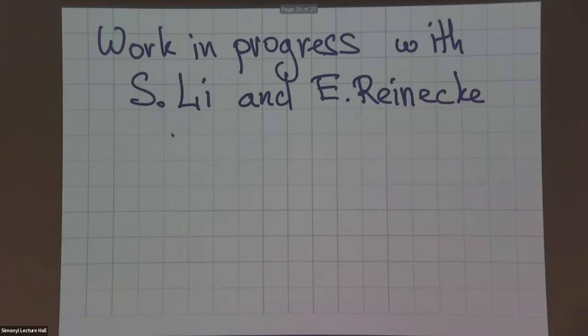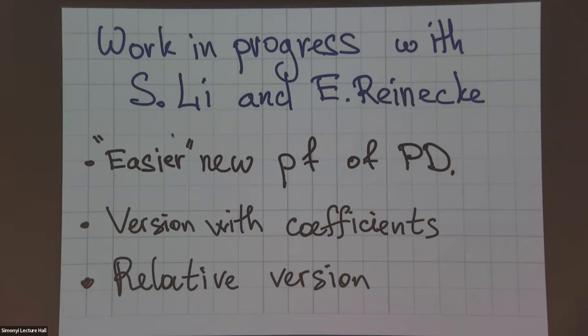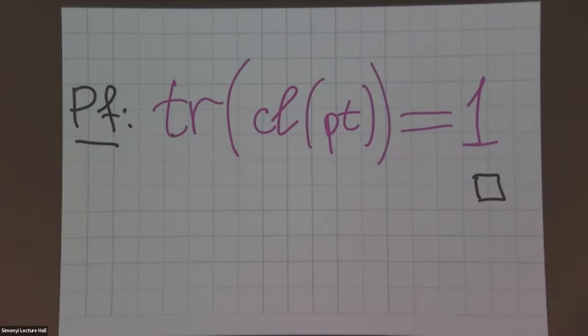But I think that now, in work in progress with Shizhan Li and Emmanuel Reinecke, who I guess are both in this audience, there is first of all an easier proof of this Poincaré duality. That's essentially the only computation that you need to do. But what's implicit here is that you need to define the cycle class. The statement says the trace of the cycle class of a point is equal to one, but it also implicitly says that you need to define the cycle class and trace map. But once you have this, everything else is kind of formal.